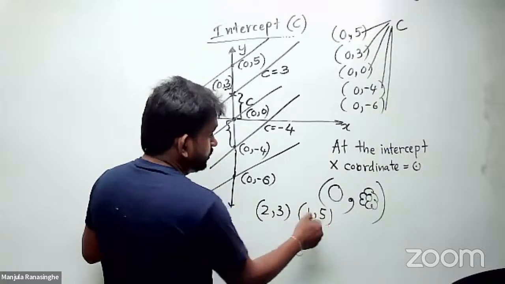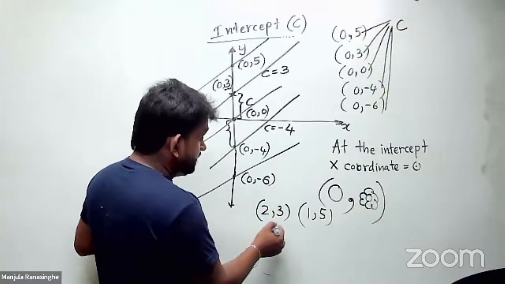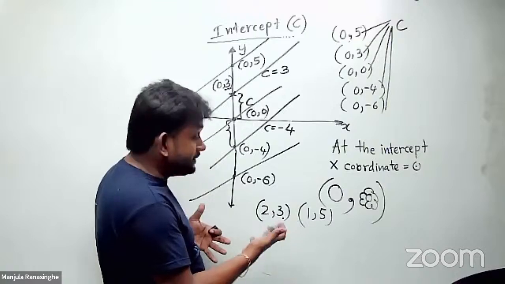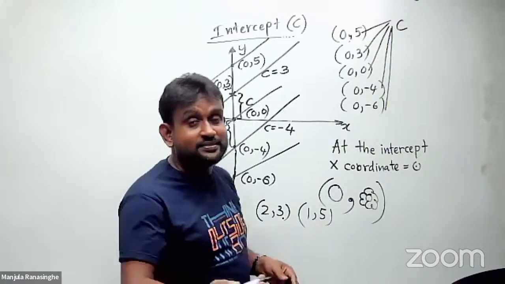Right. So here we cannot say the intercept is 3 or 5. Why? Here no coordinate has been given with x equal to 0.